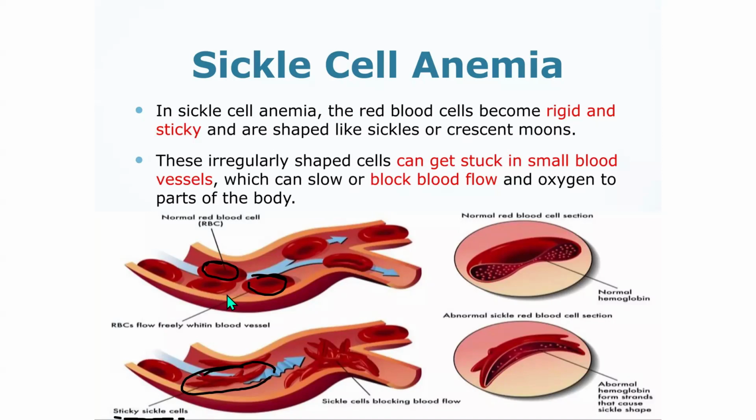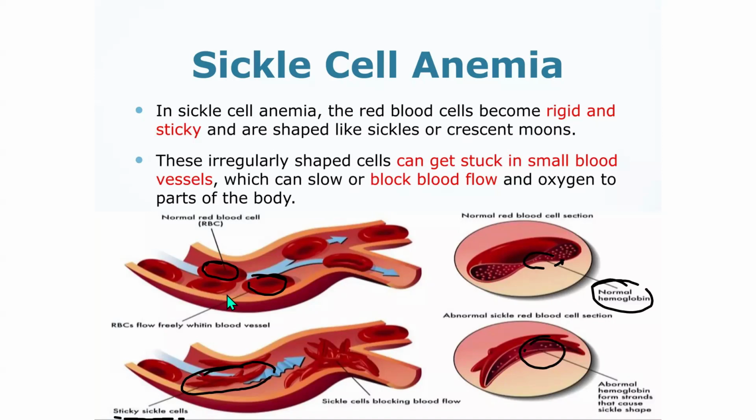As a result, these sticky red blood cells will block the blood vessels. Therefore, there will be slow or blocked blood flow, and when there is blocked blood flow, it means there will be low oxygen delivery. And look at the normal hemoglobin here, and this is the abnormal hemoglobin.